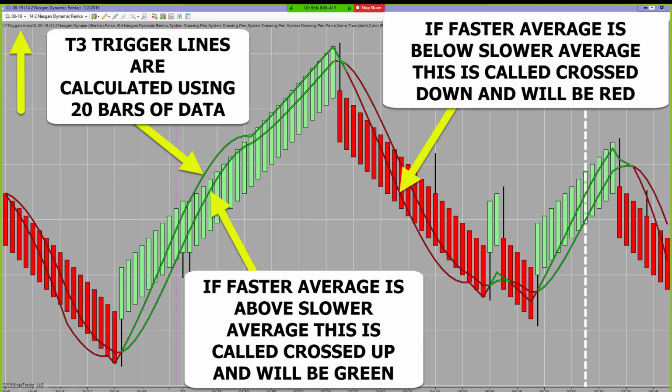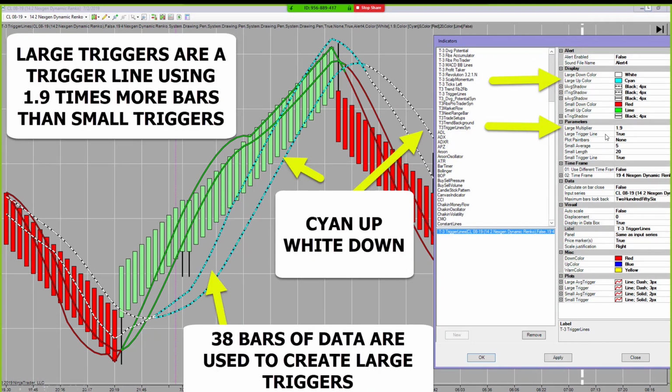Now, we've also used a little bigger version of the same indicator. And just to give you the large trigger line multiplier, you can see it over here on the right. It's a 1.9 multiplier. Now, what does that mean? Well, it's the same trigger line indicator, but it uses 38 bars of data versus 20 bars. So again, it's the same indicator, it's just a little bit slower. So what we're doing is we're building a large trigger line and a faster, smaller trigger line, right? Bigger, slower. And then we go one step further.